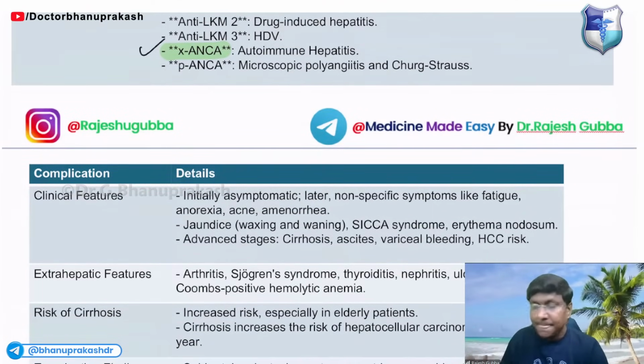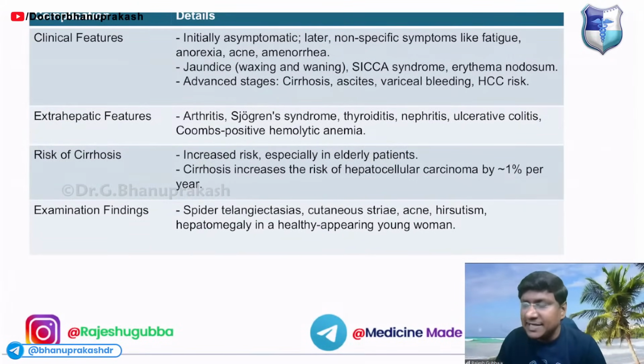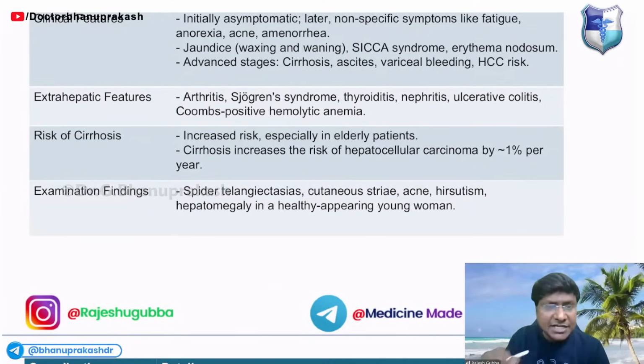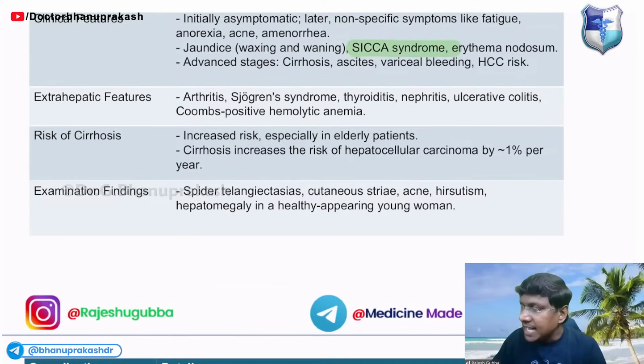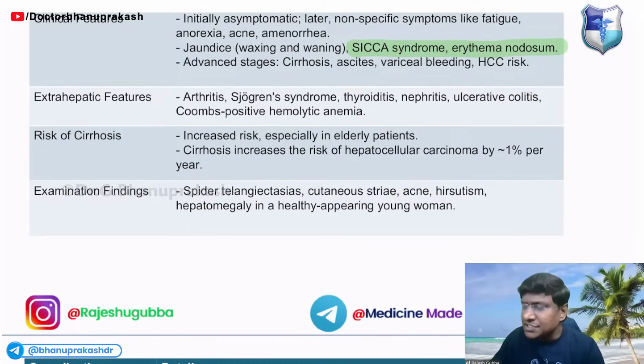Now, next coming to the clinical features. What will they be? It will be the same as any liver pathology, right? Initially they will be asymptomatic, later they will develop jaundice. But here the additional features are the associated autoimmune conditions. For example, if autoimmune hepatitis is associated with Sjogren's, they can have Sicca syndrome, right? And if it is associated with sarcoidosis, they can have erythema nodosum. And all other features of liver problems like cirrhosis, ascites, varices, everything is the same, right?